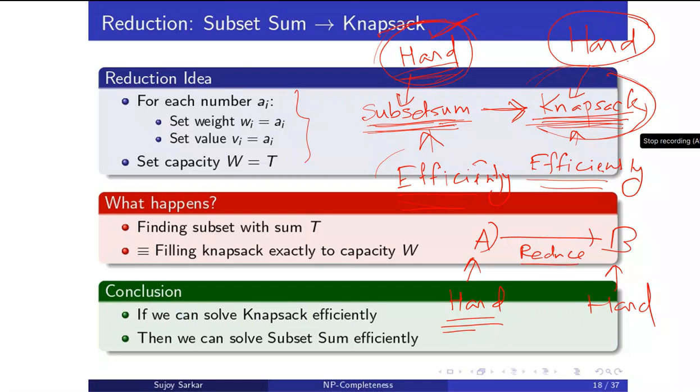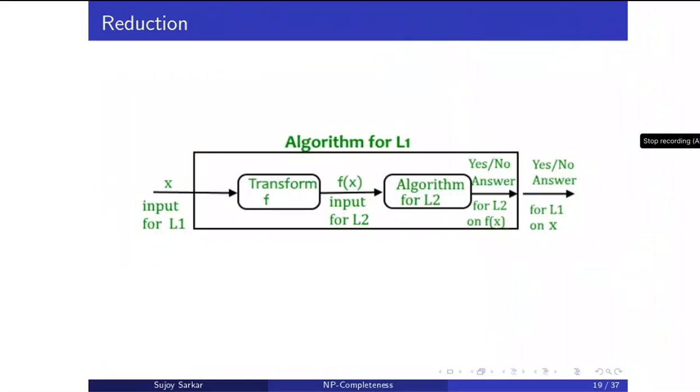So this is the technique of reduction we use to prove that a new problem is hard, by taking an existing problem and reducing it to the new problem. If we can solve knapsack efficiently, we can solve the subset sum problem also efficiently. But as subset sum is hard, knapsack also must be hard.